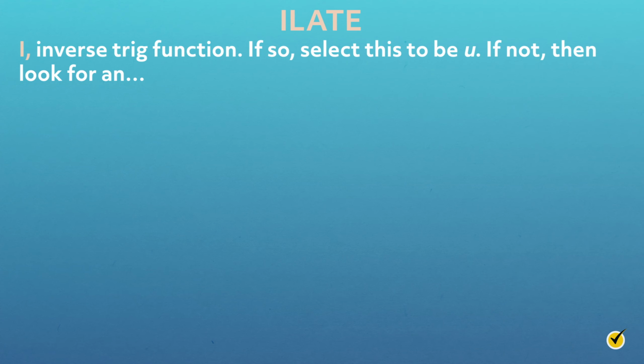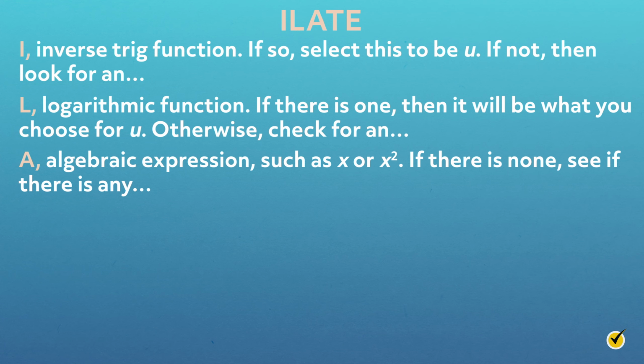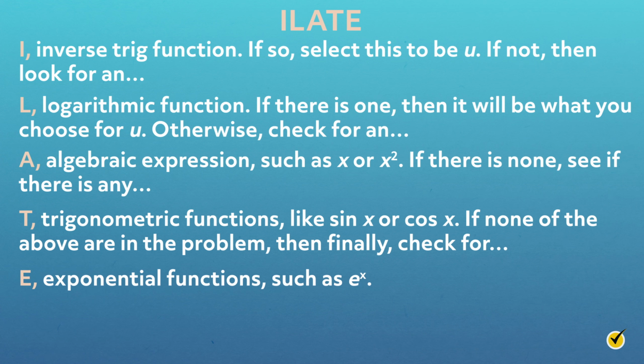If so, select this to be u. If not, then look for an L, logarithmic function. If there is one, then it will be what you choose for u. Otherwise, check for an A, algebraic expression, such as x or x squared. If there is none, see if there is any T, trigonometric functions, like sin x or cosine x. If none of the previous expressions are in the problem, then finally check for E, exponential functions, such as e to the x. Whichever of these you find in order of ILATE, that will be your u. The part of the integral that is not chosen to be u will be your dv.